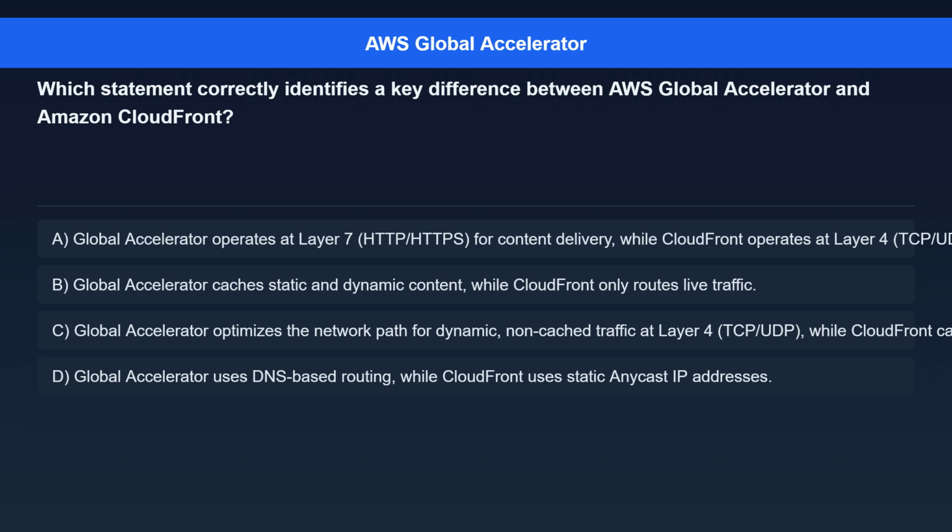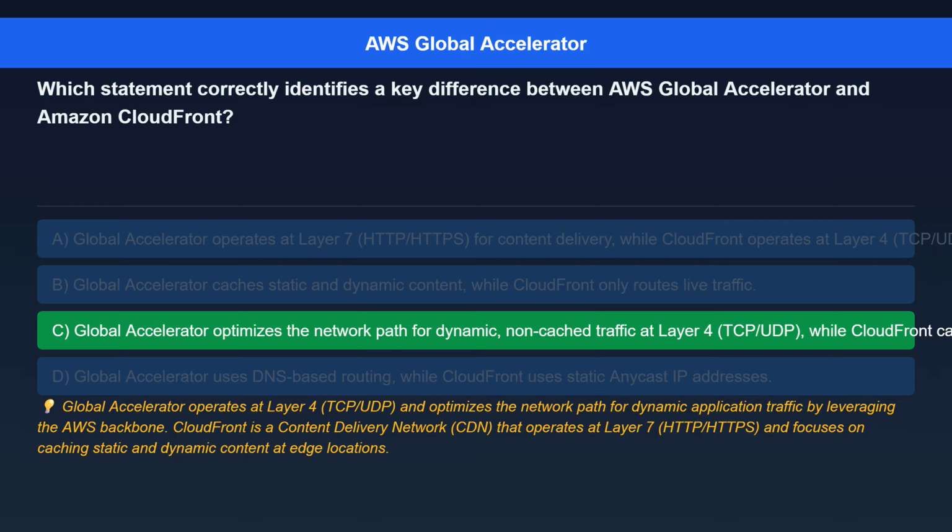Option C. Global Accelerator optimizes the network path for dynamic, non-cache traffic at Layer 4 TCP/UDP, while CloudFront caches content at Layer 7 HTTP/HTTPS. Option D. Global Accelerator uses DNS-based routing, while CloudFront uses static Anycast IP addresses.